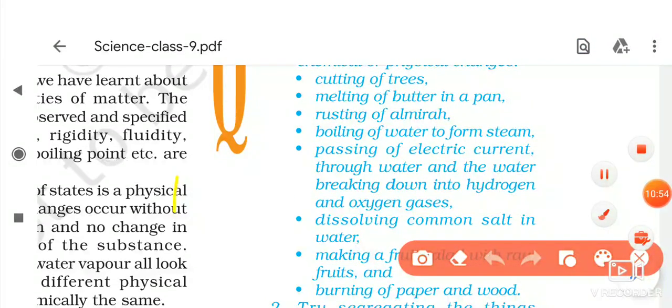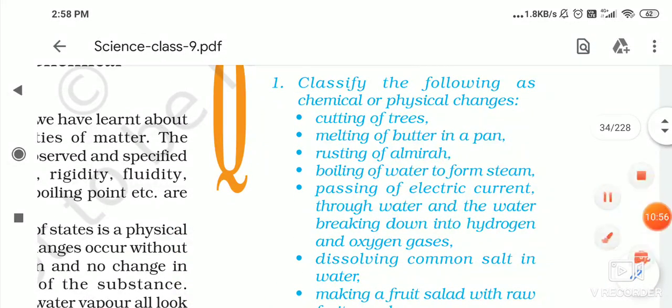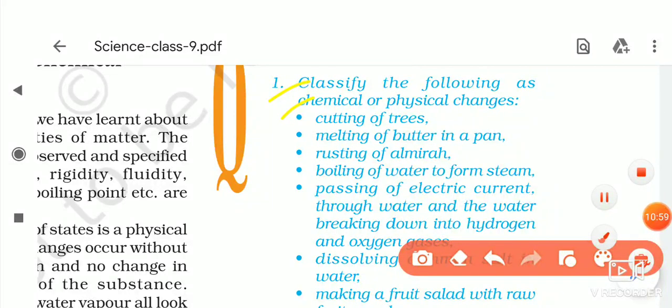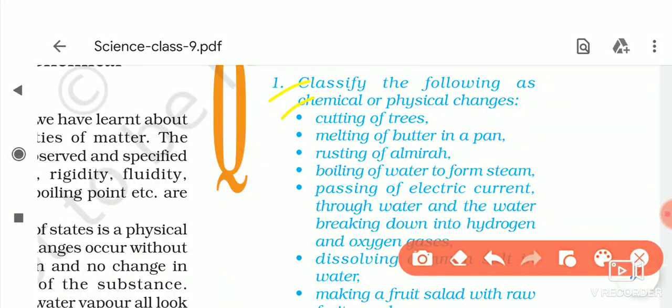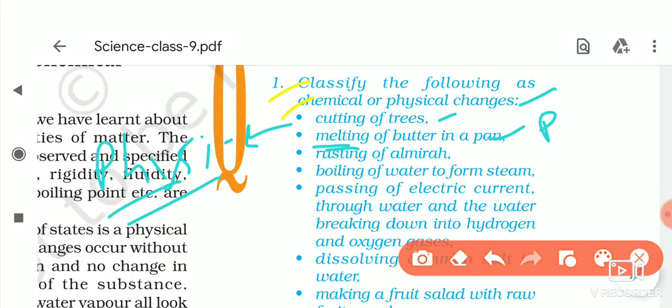The first question is, classify the following as chemical or physical change. Cutting of trees. Cutting of trees is a physical change because no new substance is formed. Like melting of butter, melting is also a physical change because no new substance is formed and it is reversible.